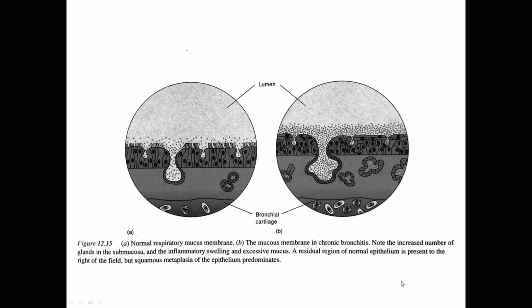Often purulent sputum is present. Wheezing is present, forced expiratory volume 1 is decreased, and hypercapnia, causing respiratory acidosis. These are the characteristics of the chronic bronchitis.